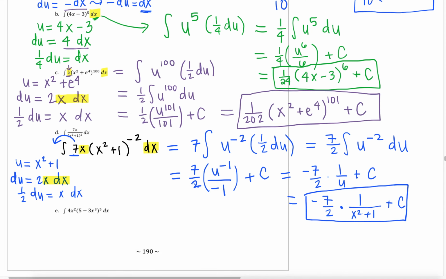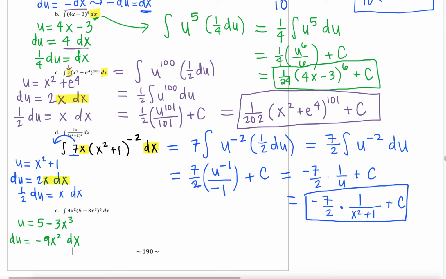Let's look at another example. So for problem E here, we have the integral of 4x squared times 5 minus 3x cubed all to the 5th power dx. Why don't you guys pause the video and decide on what your u would be. So for this example, our u is going to be the stuff that's being raised to the 5th power. So that would be 5 minus 3x cubed. The derivative of that would then be negative 9x squared dx.